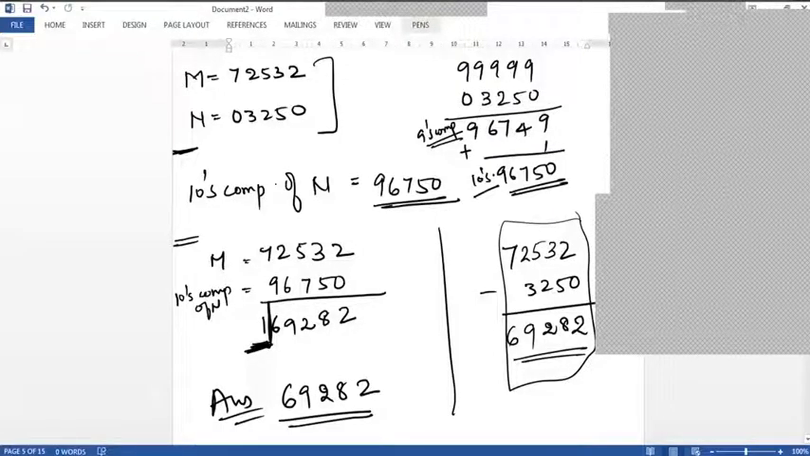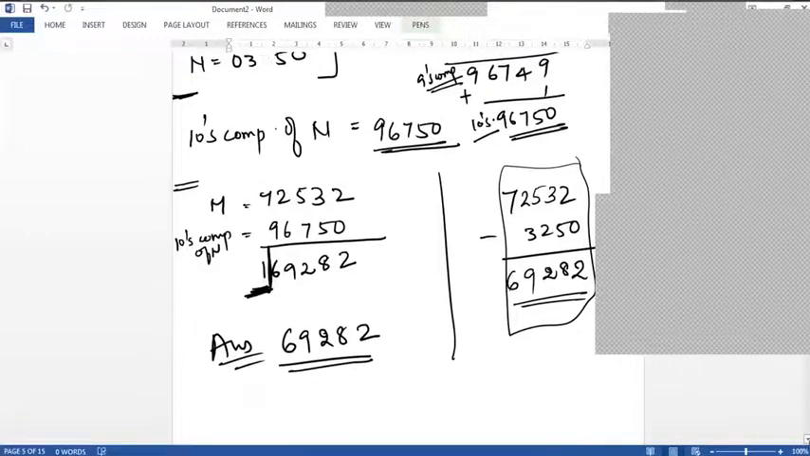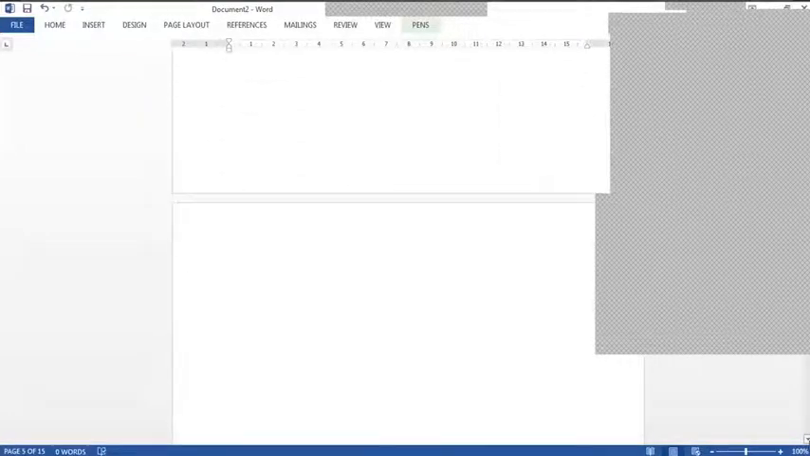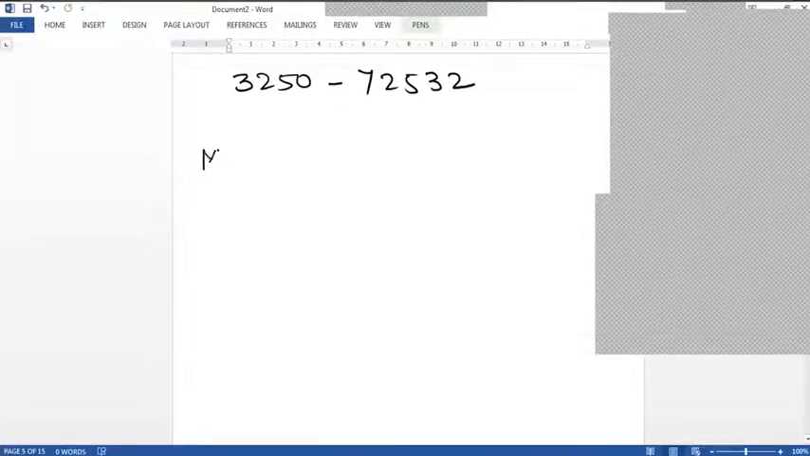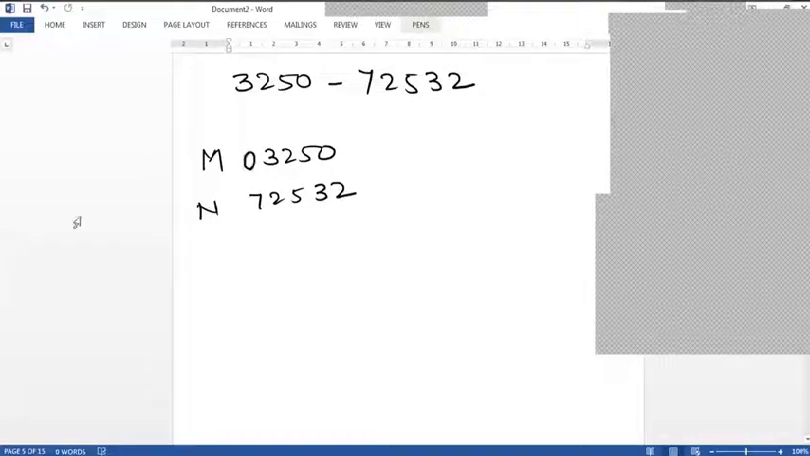Calculate the tens complement of the subtrahend, add it to your minuend. If you get a carry, ignore it, else the remaining part is your answer. Okay? चलो अब एक एग्जाम्पल, इसी एग्जाम्पल को रिवर्स फॉर्म में लिखते हैं, एंड लेट्स सी व्हाट आर वी गेटिंग. 3250 minus 72532. चलो टेल मी. My m is 3250, n is 72532.